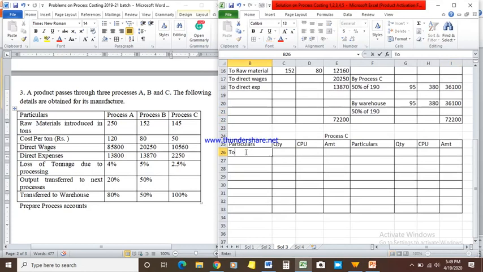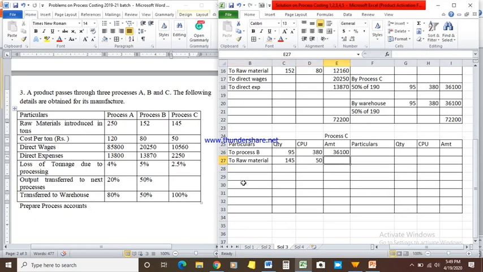Now in process C, again I'll write to process B, that is material received from process B, 95 tons at the rate of 380, 36,100. Now here also we are infusing 145 tons at the rate of 50 rupees to raw materials.